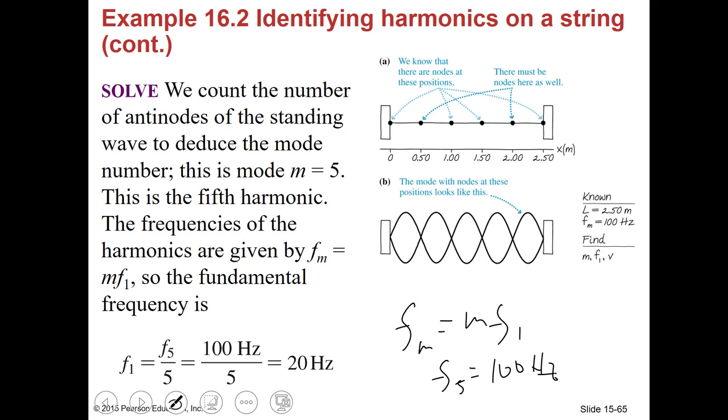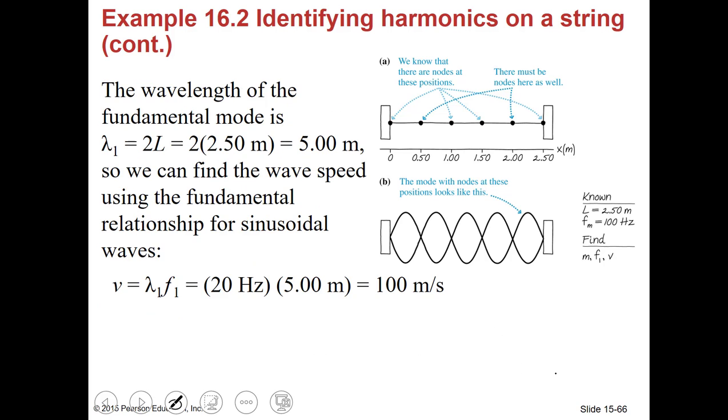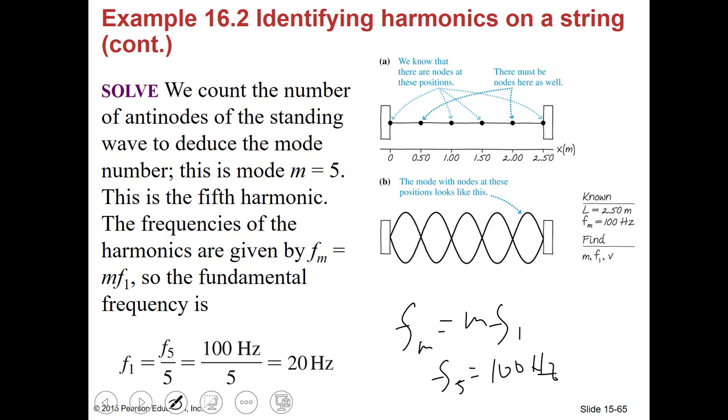So we've got to figure out the fundamental frequency then. We figured out it was the fifth harmonic, and they told us the frequency. So the fifth harmonic frequency was 100 hertz. The fundamental then is going to have to be 1/5 of that, or 20 hertz. Okay, good. I don't see it actually. Oh, here it is solved. 20 hertz. All right, very good.